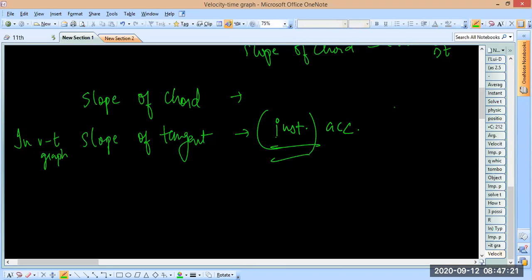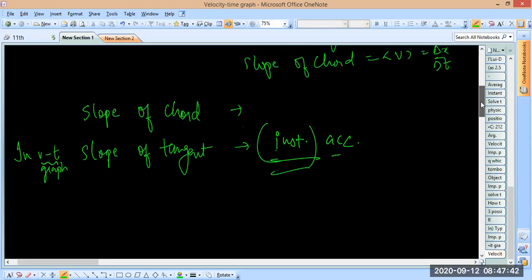Right now you have just studied it, so you still remember everything. But in maybe a few days, you will get confused whether it was the VT graph giving acceleration or the XT graph giving acceleration. Please be very careful. You'll have to revise this a few times. Only then will you be able to remember.